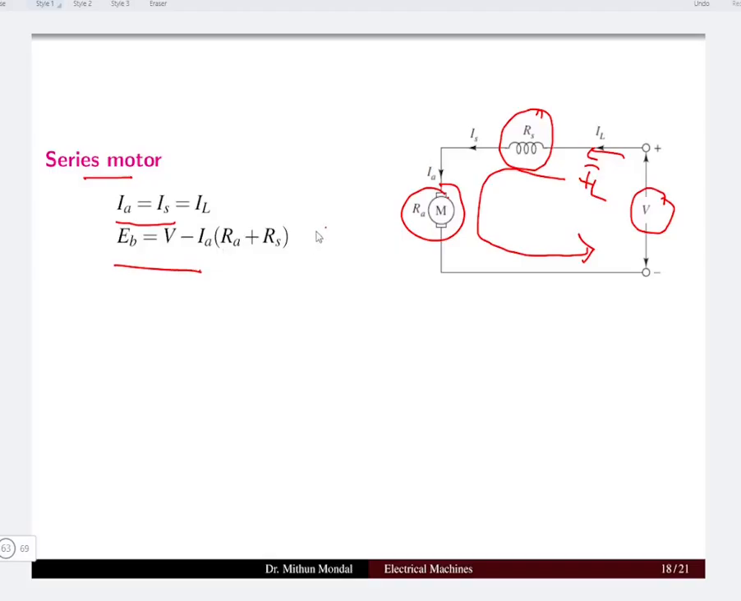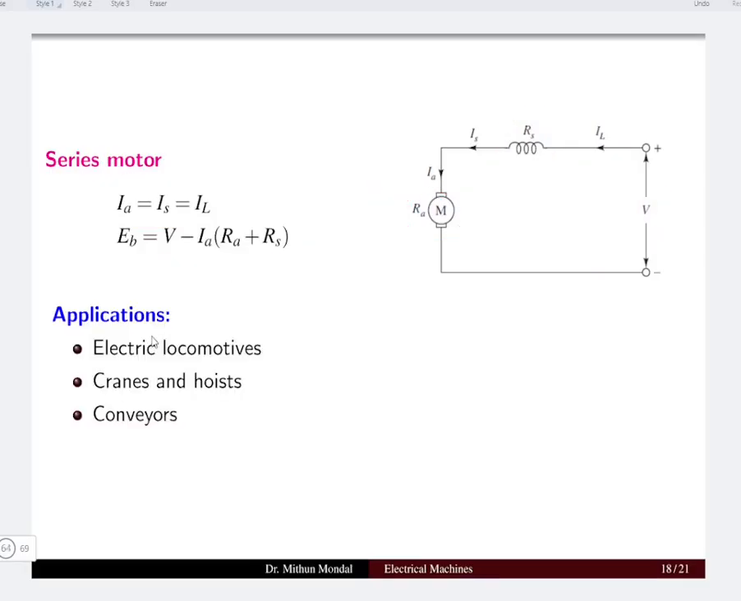In accordance with KVL we will be getting the back EMF Eb is equal to V minus the total drop in the machine, Ra plus Rs. So these series motors are applied in electric locomotives, the cranes and the hoist, pump and the conveyors. So series motors are generally used in high torque applications where we need to drive a very heavy load.